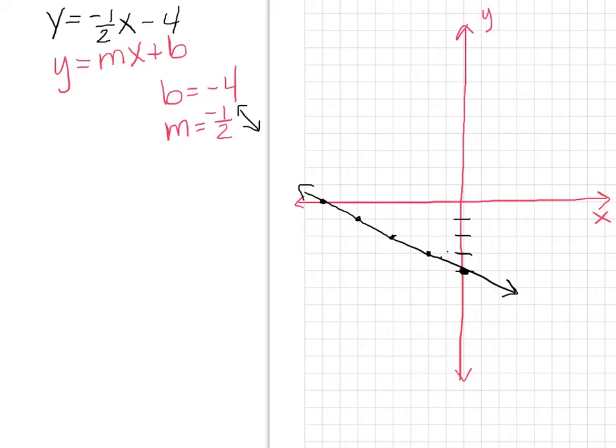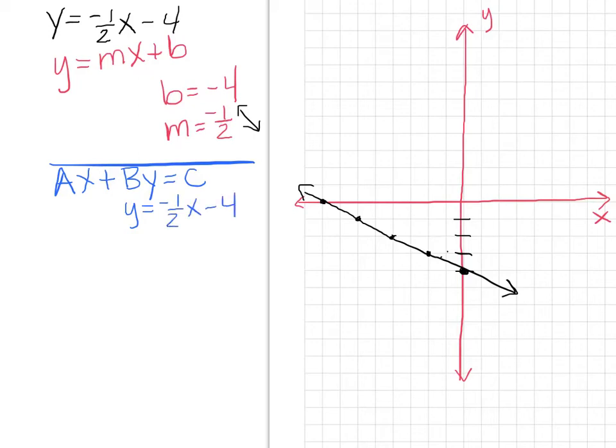Now the next thing that they teach us in our chapter is that we have to be able to take an equation in slope-intercept form and convert it to standard form. We've talked about standard form a little bit, but standard form has the equation ax plus by equals c, which means that the x and the y are on one side of the equal sign, and the constant is on the other side. So I want to take the equation I was given, y equals -1/2x minus 4, and I want to put it into standard form.